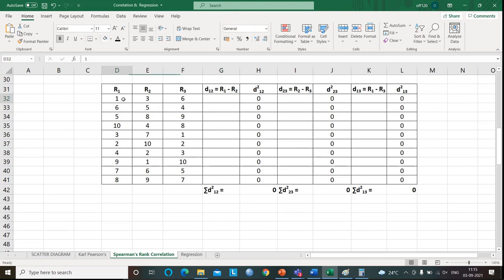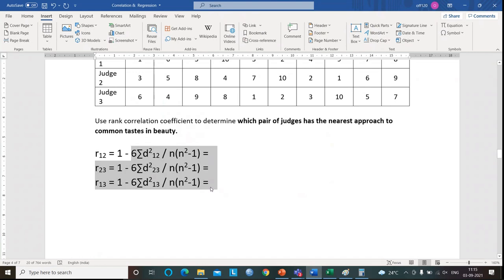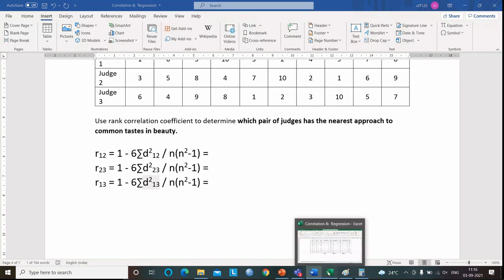See, these are the ranks given by the first judge, the ranks given by the second judge, and the ranks given by the third judge. To substitute in our formulas, what values do we require? Of course, 10 competitors are there, so n is always 10. The denominator, 10 into 10 squared minus 1, is a common value. The only values I need to find are summation d12 squared, summation d23 squared, and summation d13 squared. If these three values are found, I can simply substitute in our formula.